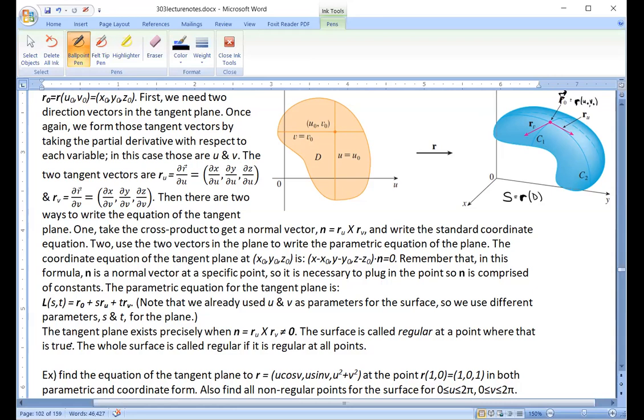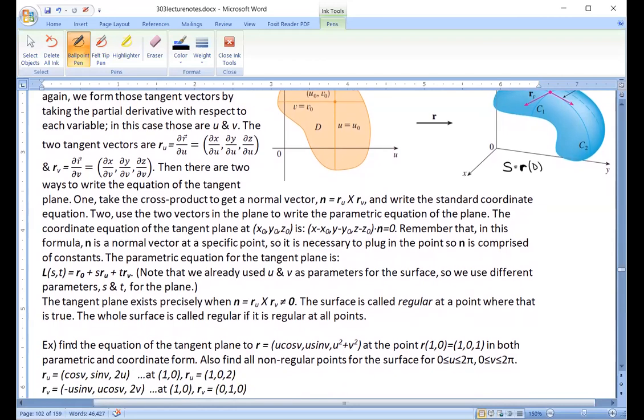So let's work it out. To make the form of the tangent plane, the first thing we need are two tangent vectors. And we get those tangent vectors by calculating dRdu and dRdv. So let's do that. For dRdu, just calculating that, you get (cos v, sin v, 2u). And we want the tangent vector at this specific point where (u, v) is (1, 0). So plugging that in, you get that the tangent vector is (1, 0, 2).